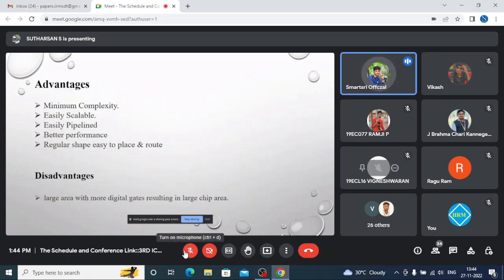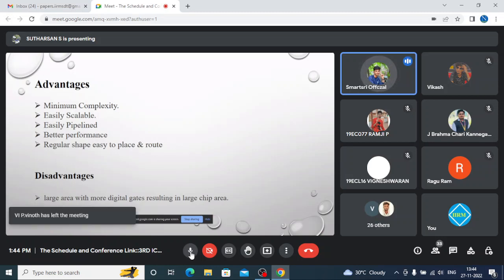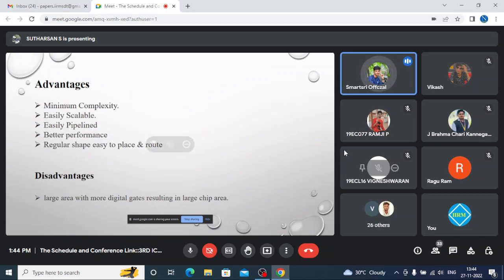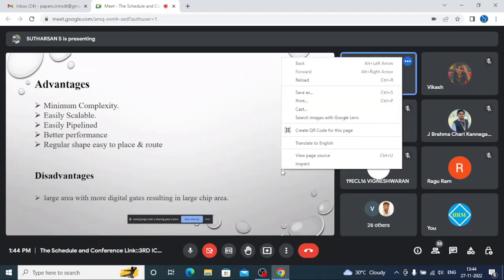Coming to the advantages and disadvantages, sir. The main advantages are minimum complexity, easily scalable, and easily pipelined, sir. We mainly focus on better performance, regular shape, and easy place and route. The disadvantage is that it consumes a little bit large area because of using more transistors for high speed, so it consumes large power and large area with more digital gates, resulting in larger chip area, sir.